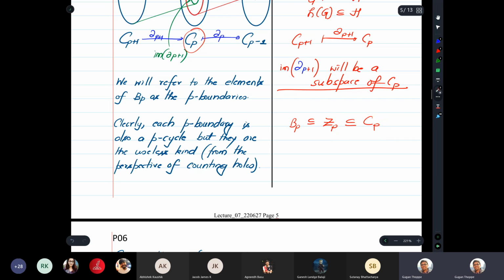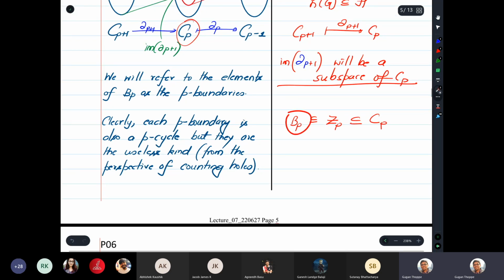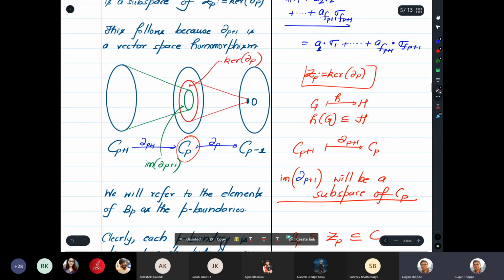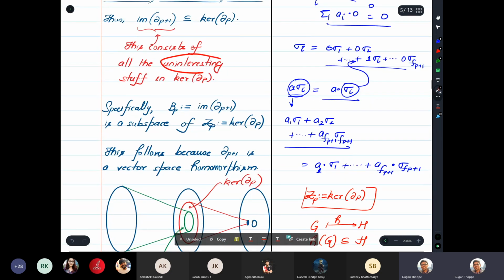Is this okay, right? And why is this Bp of interest to us? Notice that Bp is a subset of Zp, so every element in Bp is also a p cycle. However, the elements in Bp are in some sense the uninteresting stuff in the kernel of daba p.